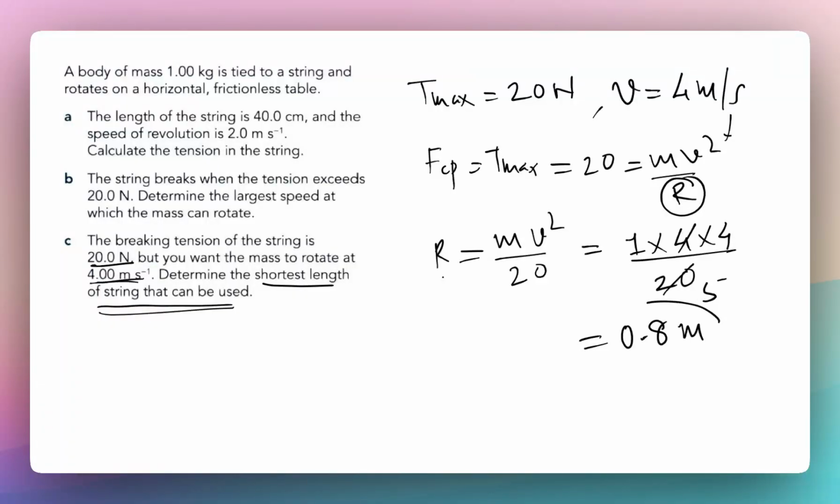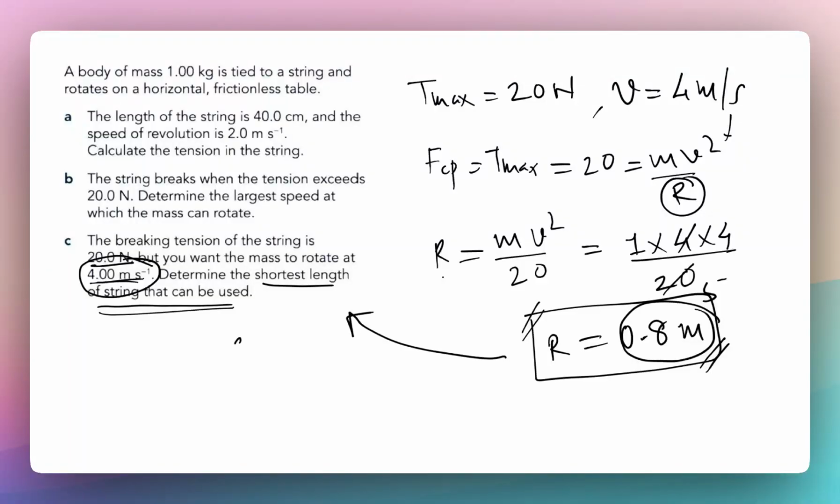0.8 meters. So when we are going to rotate it with a larger string, 0.8 meters, we will be able to rotate with a higher velocity, which is required, which is 4 meter per second. So the answer for part C is going to be 0.8 meters.